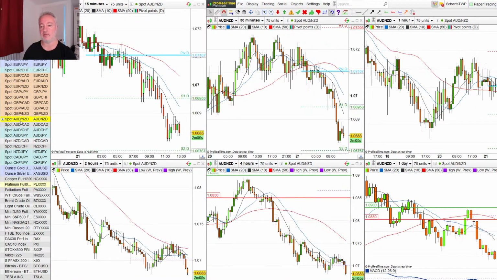Let's look at Aussie Kiwi. Aussie Kiwi trending lower. Looks good on the daily. That looks really good. What happens over time?